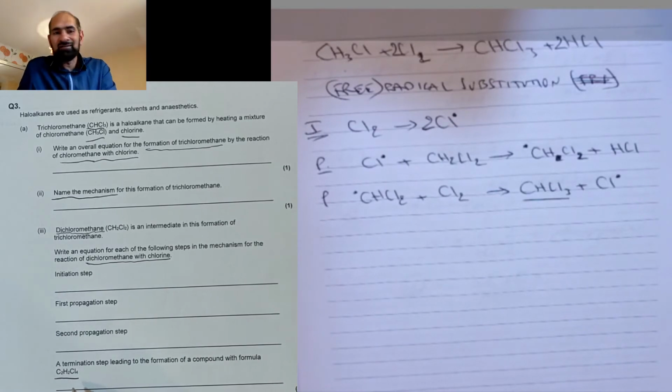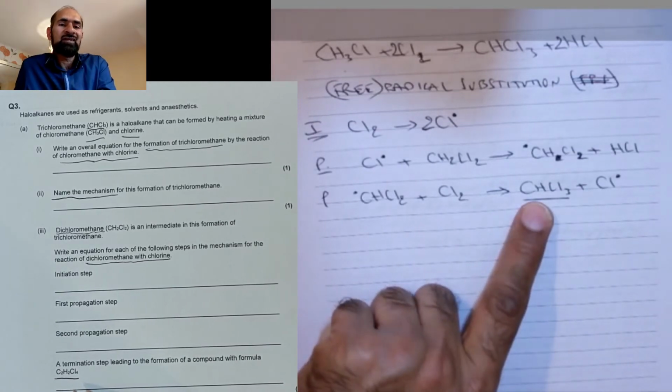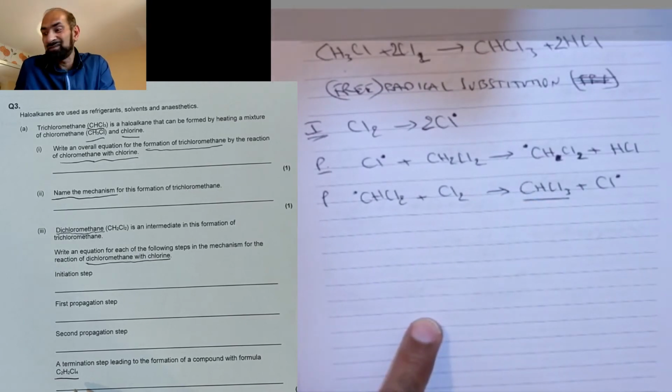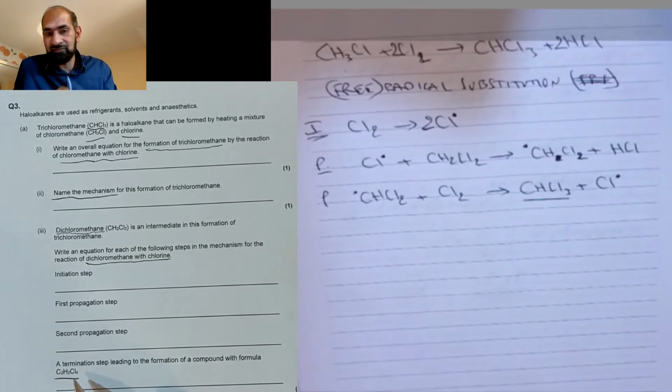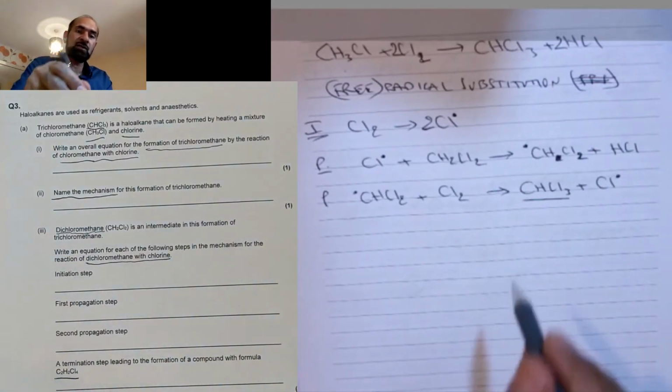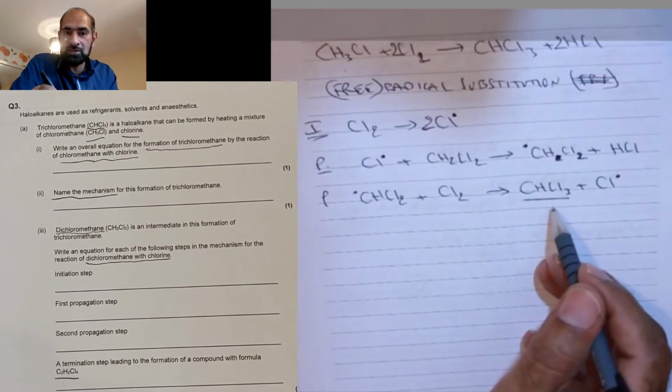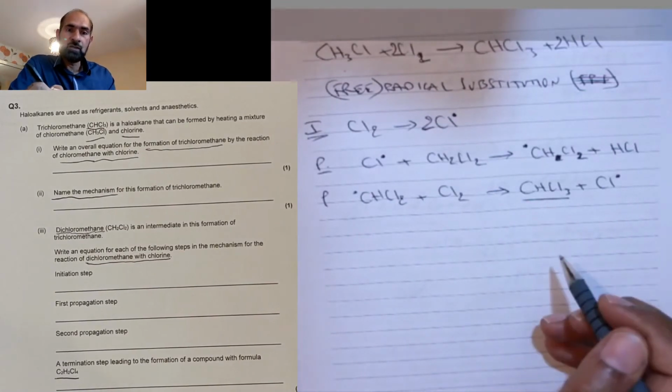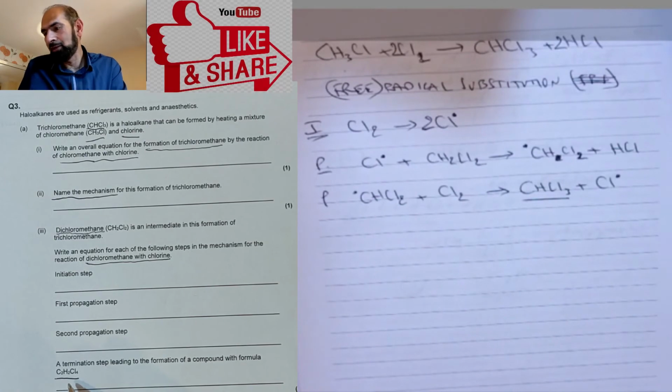So I can't say, well, I'm not going to form trichloromethane in this step, I'll make it in the termination, because they don't want you to make trichloromethane in the termination step. They want you to make something odd, something different in the termination step. So I've made trichloromethane here in my second propagation step. Okay, so now this weird molecule here, what is that?